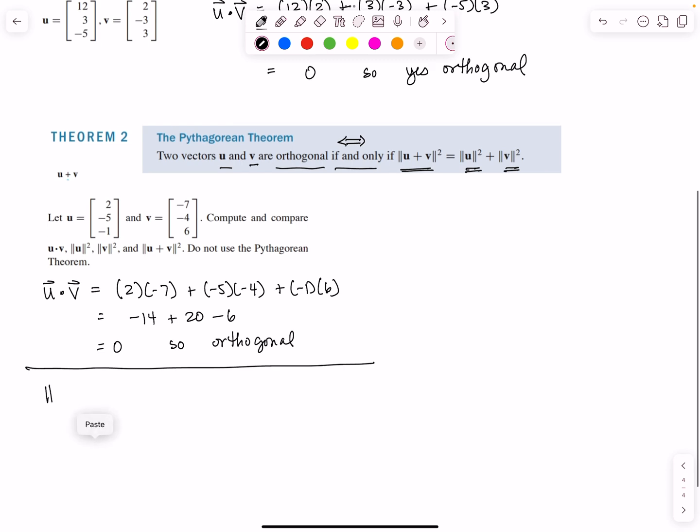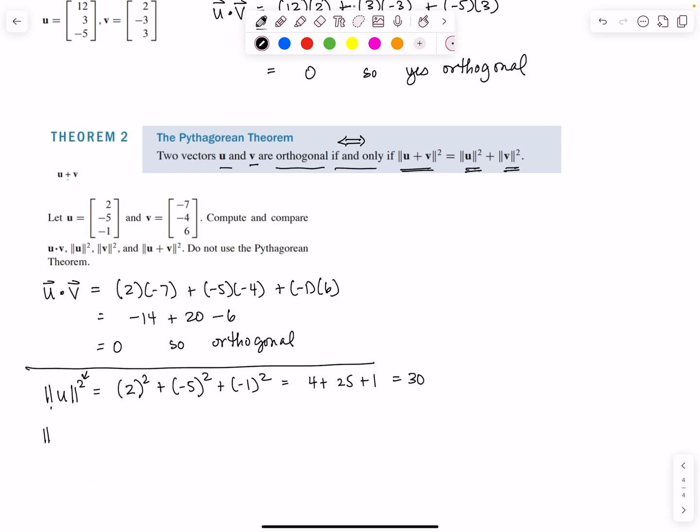Let's look at the length of u squared. And remember, the length of u has the square root. So if I square it, I'm going to remove the square root. So this is just the entries of u squared added up. So 2 squared plus minus 5 squared plus minus 1 squared, which gives me 4 plus 25 plus 1, which is 30.